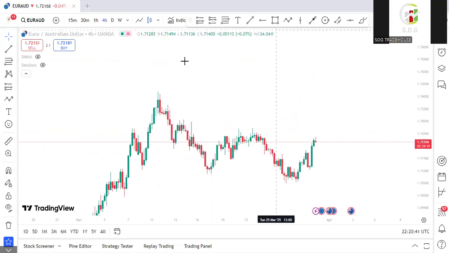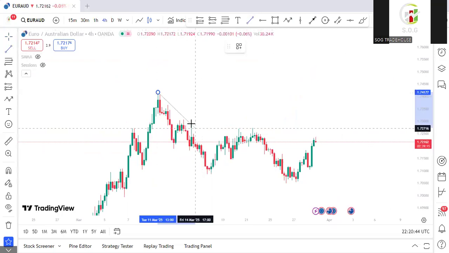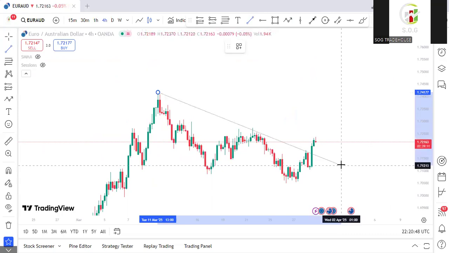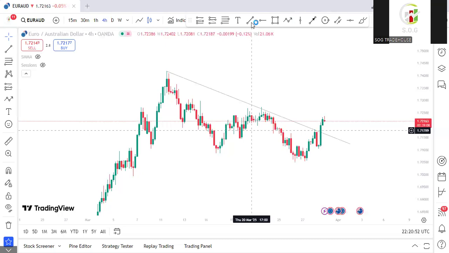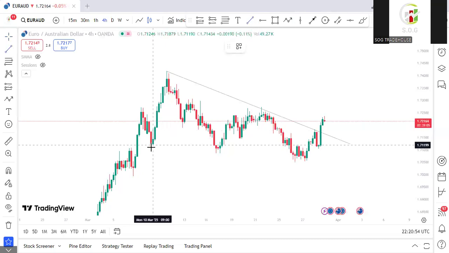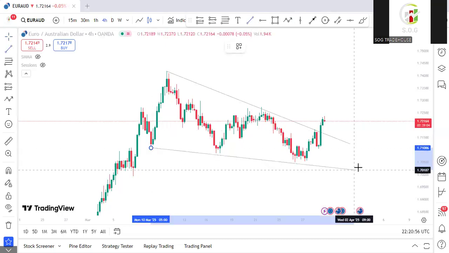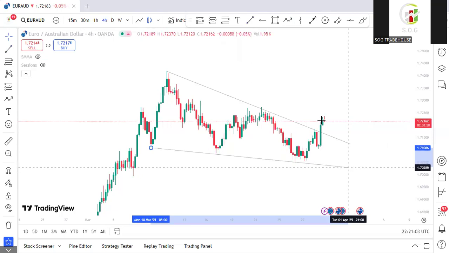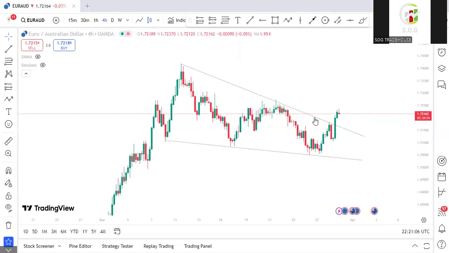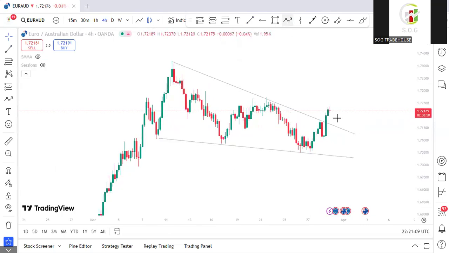So on the 4-hour time frame, we can mark out this level. So we've got the first touch, the second, and the third. And at this point, we've got a breakout of this level, and we can also connect the lows. So guys, this is a continuation chart pattern in the market. So we've got a breakout of this chart pattern. So what are we waiting for? After every breakout, there must be a retest of the breakout.